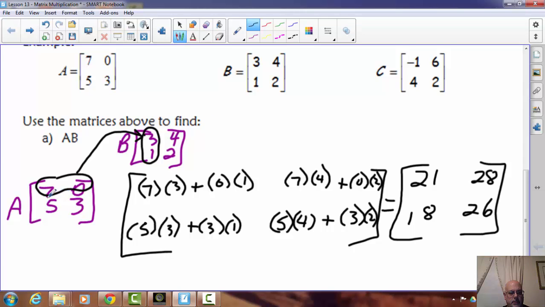Now we'll multiply the 5 and the 3 by the 3 and the 1. 5 times 3, 3 times 1. Then we multiply the 5 and the 3 times the 4 and the 2. 5 times 4, 3 times 2. So when you multiply them out and add them together, this is the resulting matrix. This is A times B.